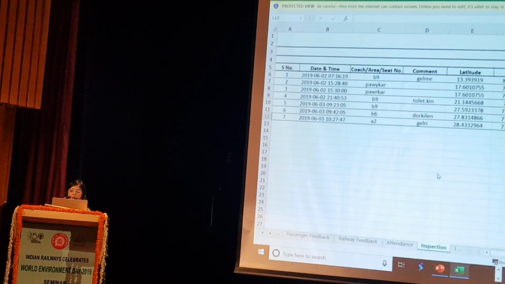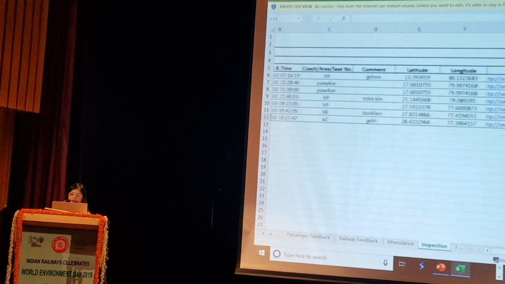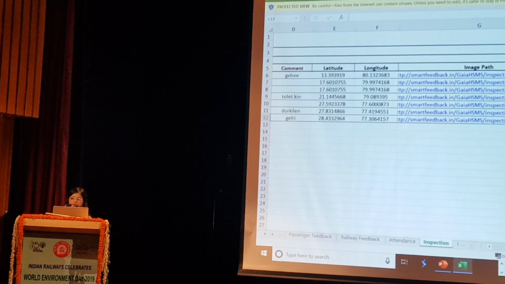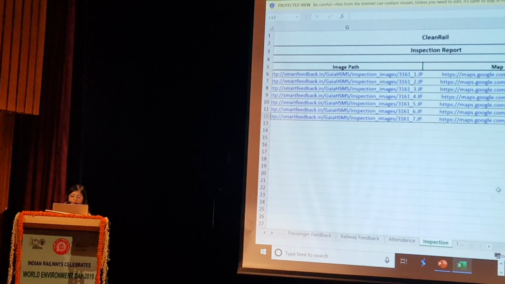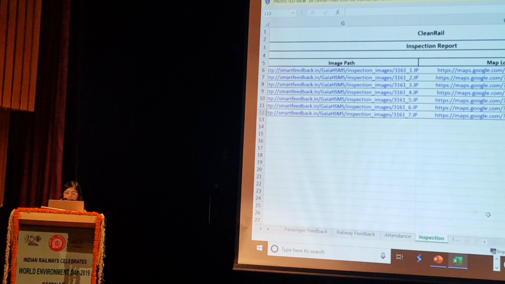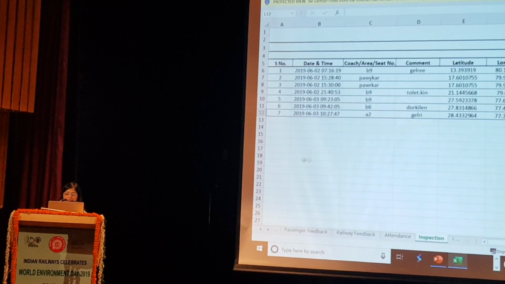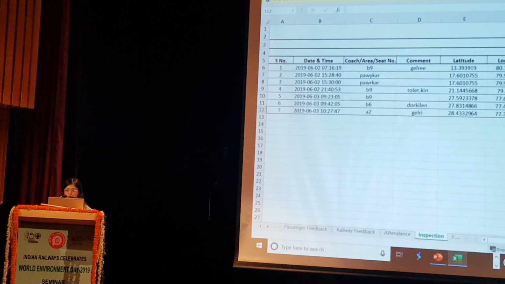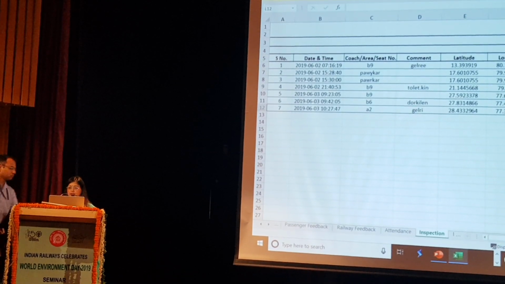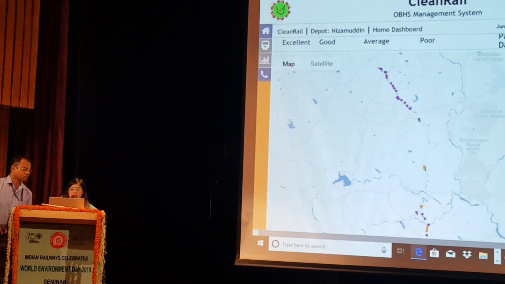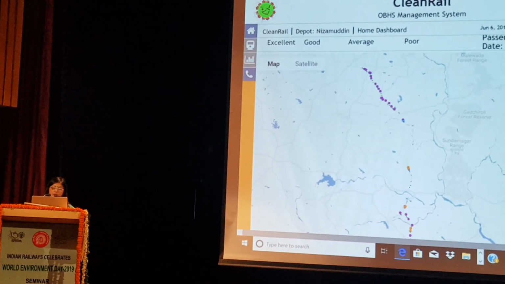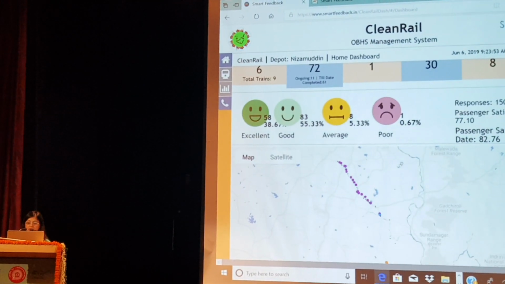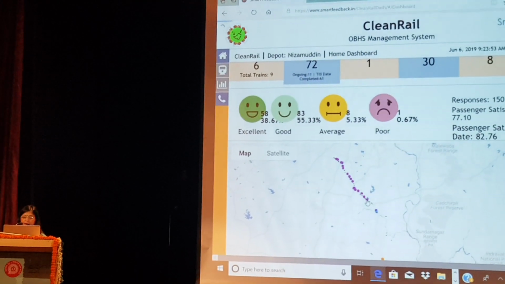Again, in the inspection details, they can put in the images, and through the images we can see the location of the train at the time the inspection was taken. So this is all the detailed report, but if we go back to the main dashboard, we can see the data in a highly visual format. There is operational level information in the Excel reports, and for the management, the data is available through the administrative panel.